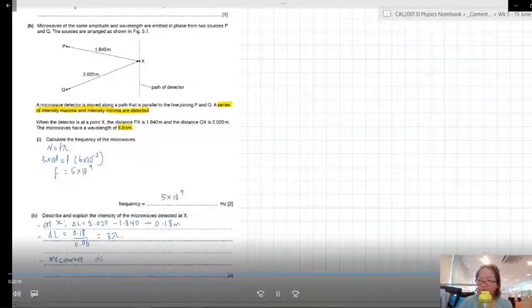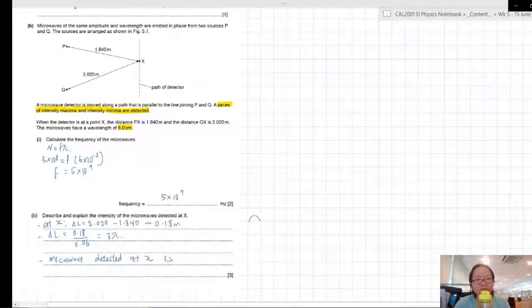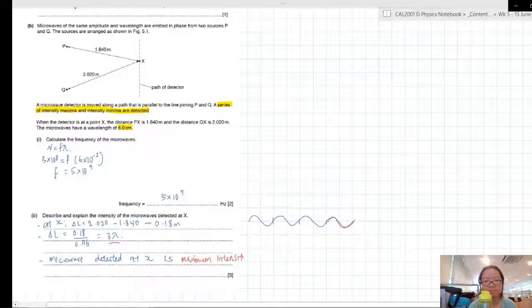Good news. 3 lambda means this is constructive interference. If let's say you cannot remember, you just draw. So this is a beautiful wave. And 3 lambda: 1, 2, 3. So it meets this red colored wave. Looks constructive to me. So the microwave detector at X is maximum intensity.